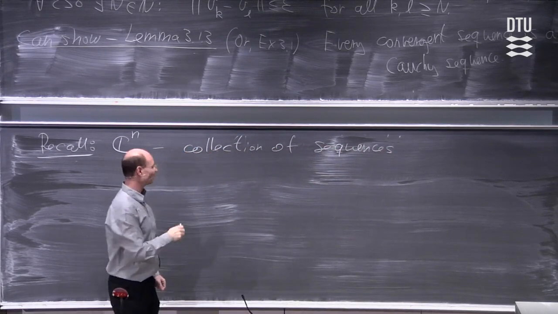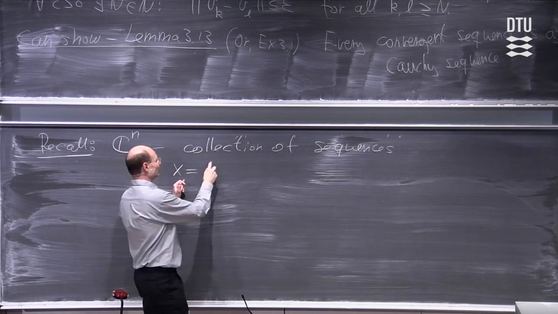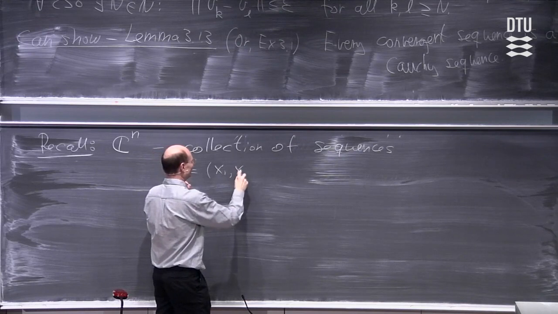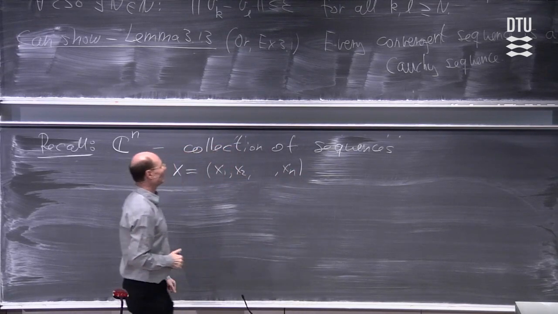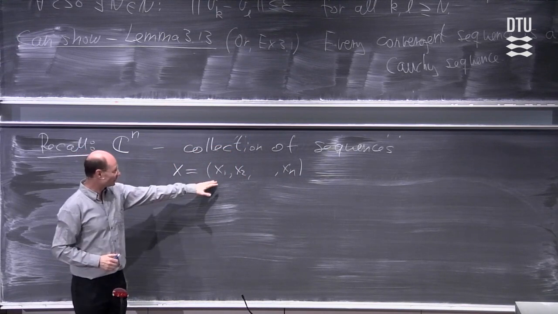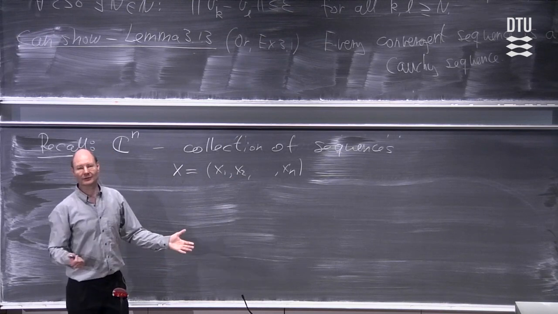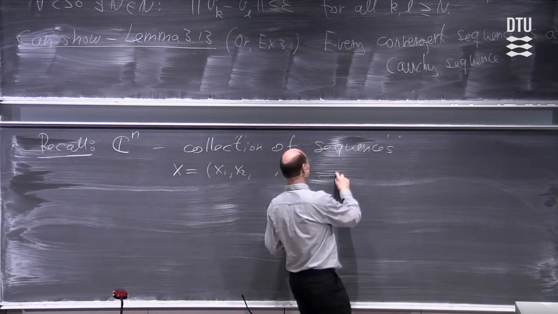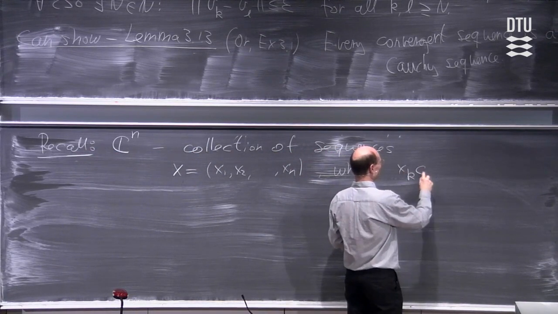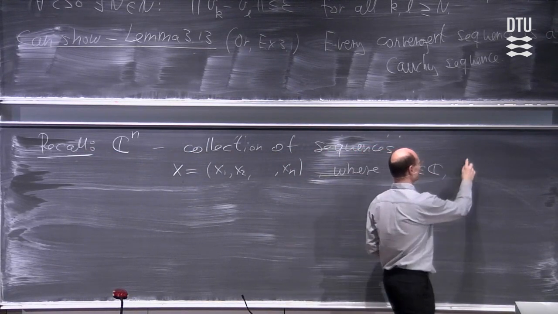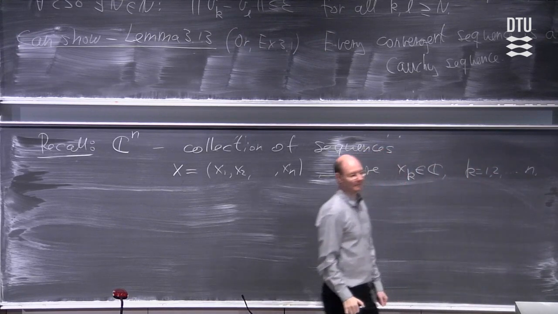If you write it short, this means that we are looking at a certain x in the space, and this x can be written as x1, x2, and so on up to xn. The special feature of this sequence is that all of the entries, x1, x2, up to xn, are just complex numbers. So xk belongs to the complex numbers for k equal to 1, 2, up to n.